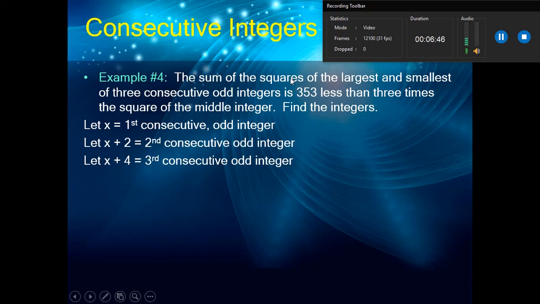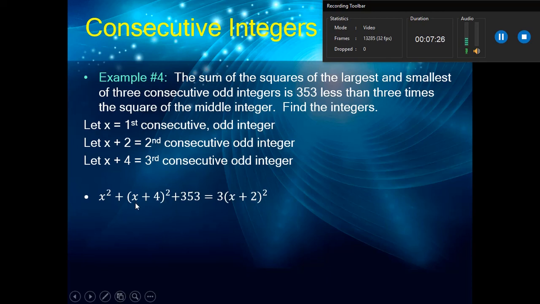So the sum of the squares of the largest and the smallest. We want to make sure we put these into parentheses when we translate. So I'm going to have the smallest, x squared, and the largest, the quantity of x plus 4 squared. Now it says that that quantity is 353 less than the next part. I'm actually adding the 353 to the left side so that the quantities will be equal. The rest of the problem says 3 times the square of the middle integer. 3 times the square. So I need this quantity, x plus 2 in parentheses, squared.